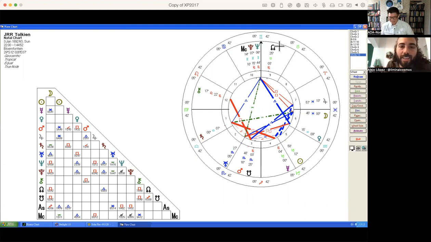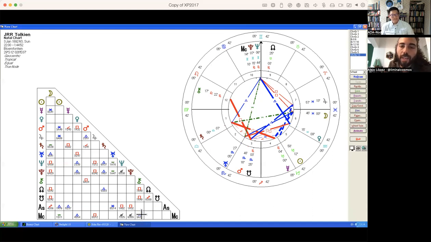So we can see here he has the midheaven in Gemini. We have some planets aspecting the midheaven. If you look at the aspect grid, at the bottom it says midheaven. So you can check the Sun is in a quincunx, Venus is in a trine, Jupiter is in a square, Neptune and Pluto are conjunct, and Chiron is in a sextile.